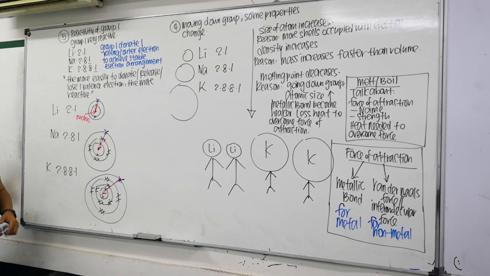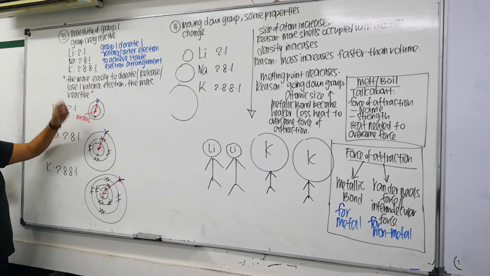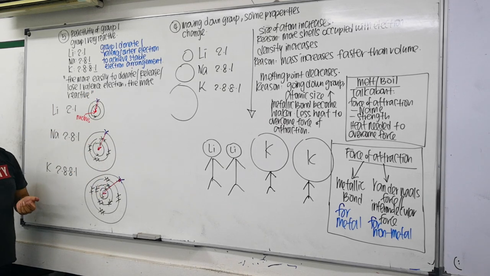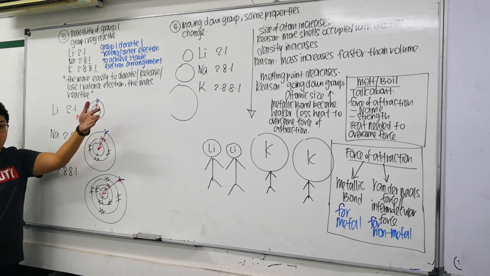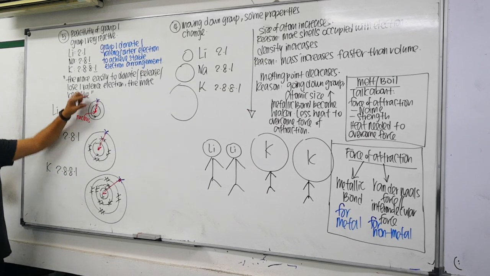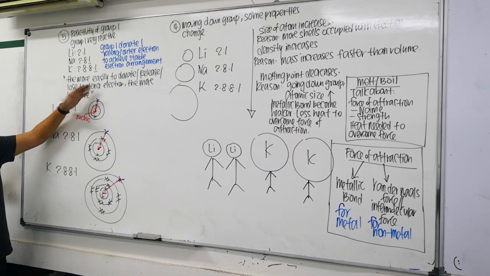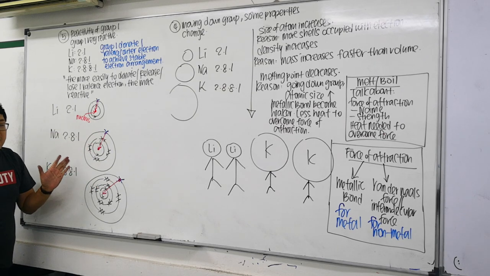So you see, going down the group, what you saw is more and more shells, right? 2 circles, 3 circles, 4 circles. When you have more and more shells, what is the consequence? The electron becomes far away, right? Let's say I use some measurement, assume 3 centimeter, 6 centimeter, 14 centimeter, just a number, okay?